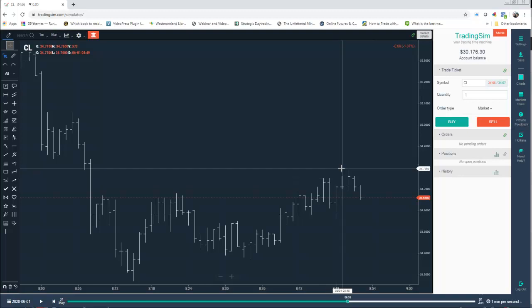If we get back up here, the bottom may be in, but I would prefer to buy down like here or here or coming on down. I'd like to buy here as long as we hold that. So we'll just move forward a couple bars and see what we see.